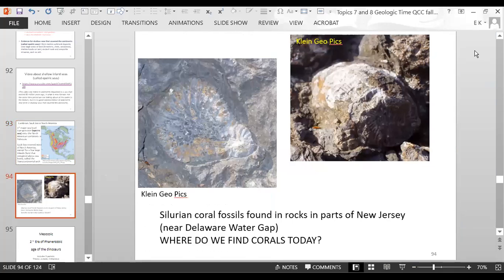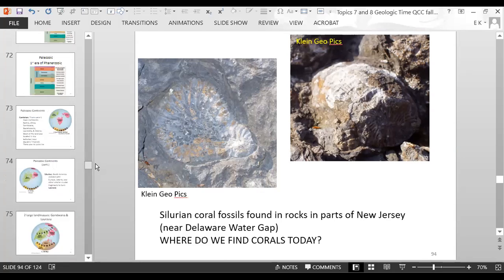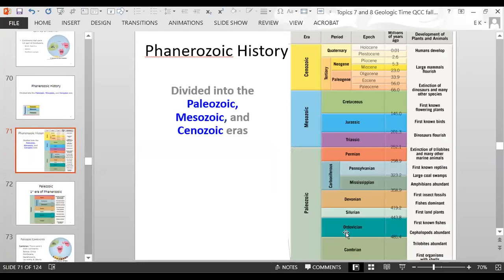And here's some local evidence, and I say local because it's sort of close by. This is from the Delaware Water Gap area in New Jersey. These are photos that I took of coral fossils. This is during the Silurian, which I will show you on this time scale. The Silurian is 443 to 419 million years ago.